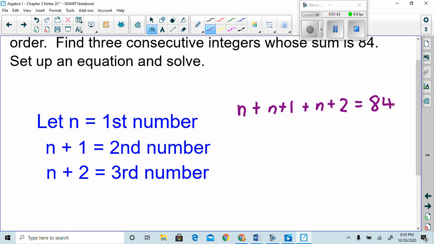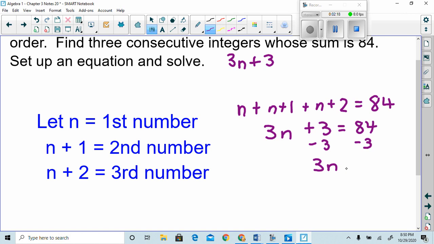There's our equation. Well, we've been solving multi-step equations, so we know we need to combine like terms. n plus n plus n is 3n, and 1 plus 2 is 3. Now, anytime we're looking for three consecutive numbers, it's always going to start off with this expression 3n plus 3. If I was looking for 2, it would be 2n plus 1, and we'll talk about others like evens and odds as well. Now that I have the equation set up, I need to subtract 3 on both sides.